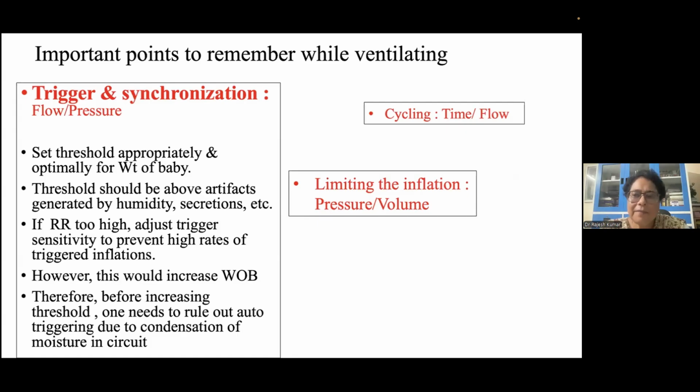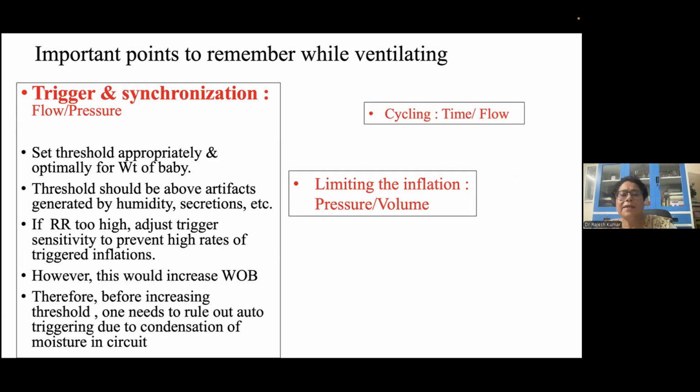Also, as previously mentioned, volume-targeted ventilation cannot be done with a flow sensor that is at the distal end. Many ventilators, like the Servo-i, have a distal flow sensor, but if we have that, we won't be able to go for volume-targeted ventilation. So that needs to be understood, and we need to check where our flow sensor is.